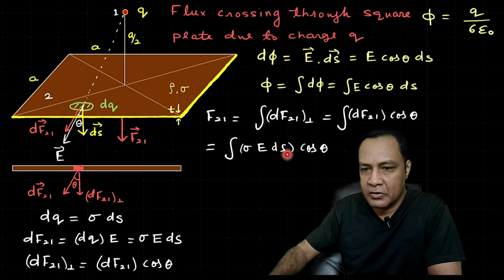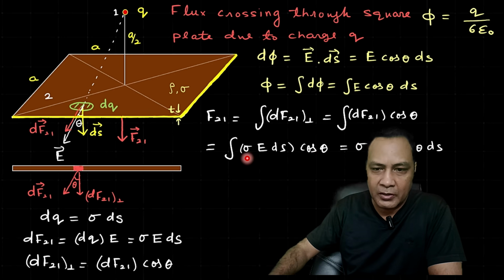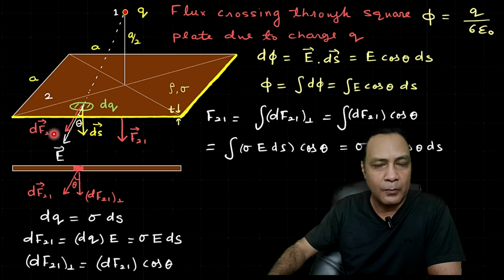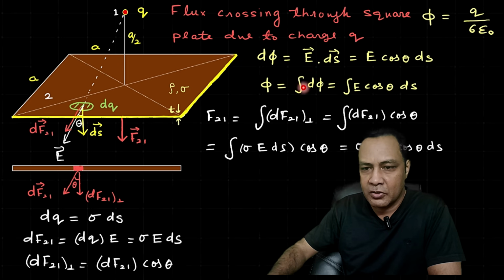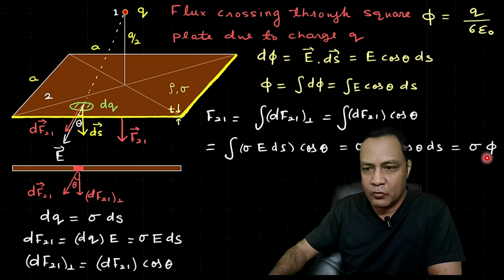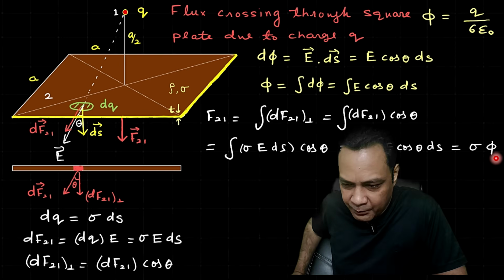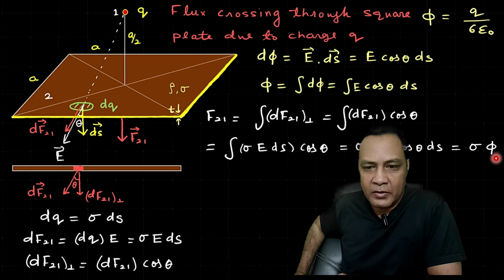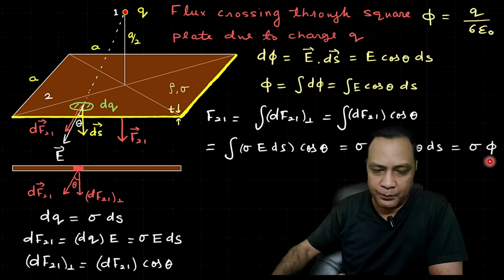So sigma E dS cos theta, some rearrangement. Sigma is constant, let me take it outside. So inside, E cos theta dS. And the integration of E cos theta dS has to be carried out on this whole plate, and that integration is the total flux crossing through this plate. So F21 is sigma into phi, and that is a direct result. So we got this sigma into phi as the net force F21.